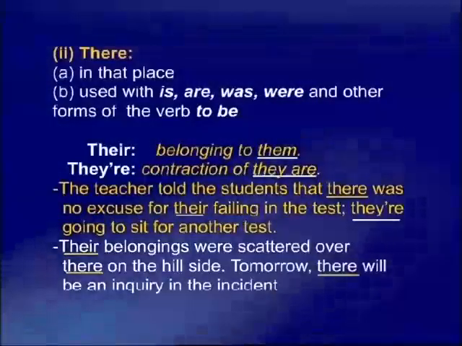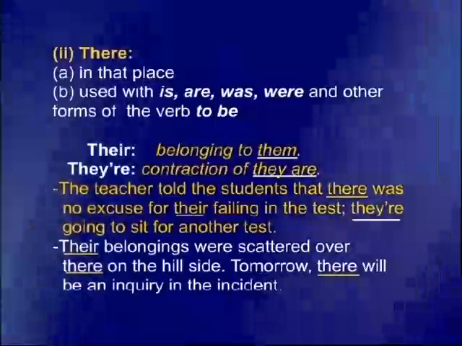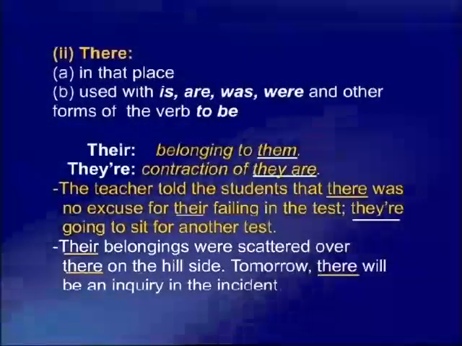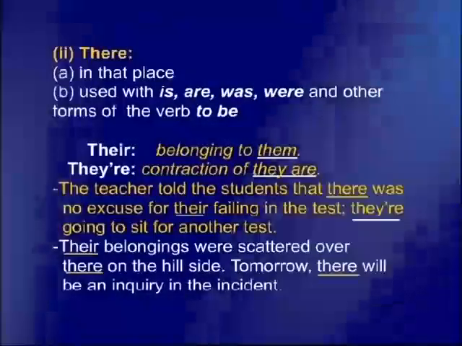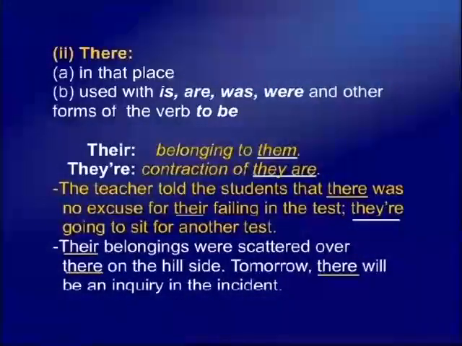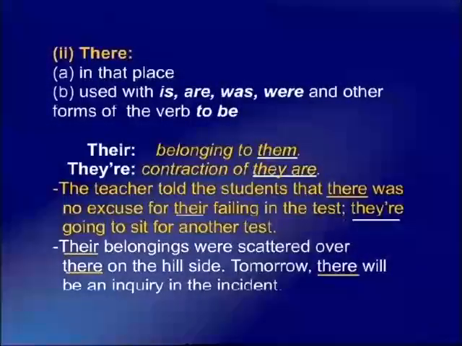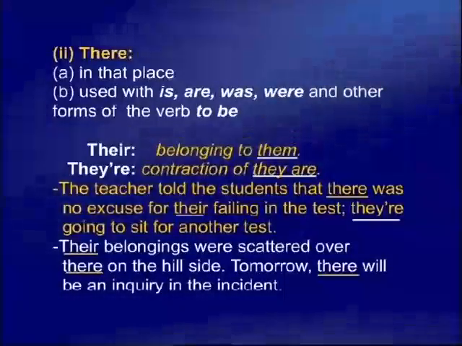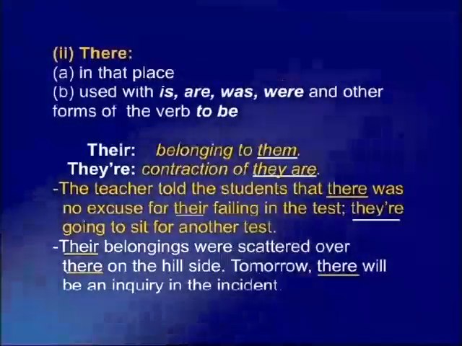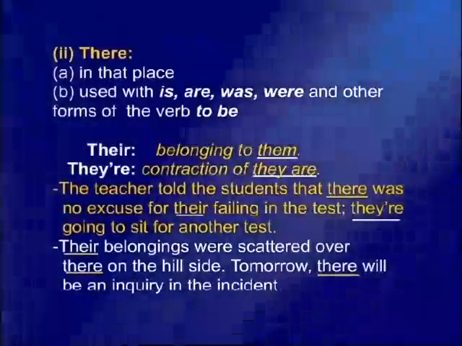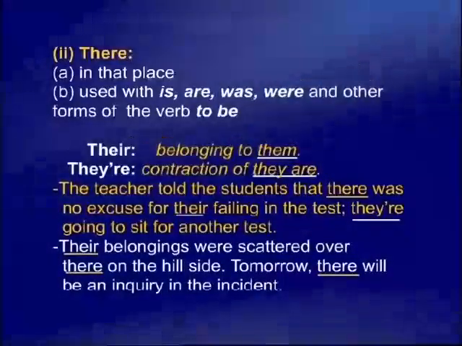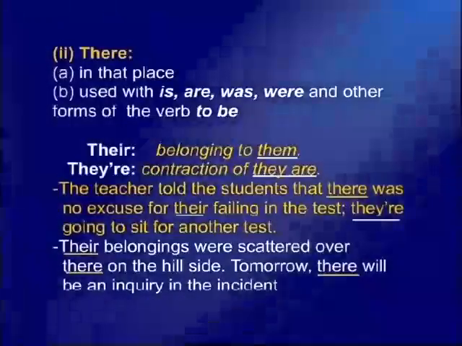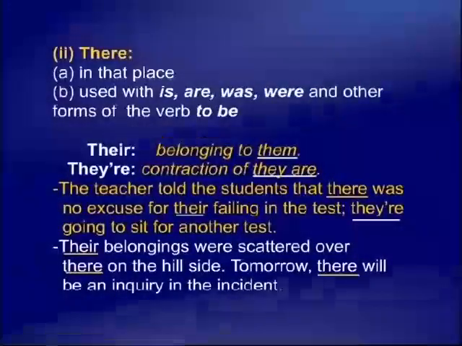The other word is their, T-H-E-I-R, which means belonging to them. And there is a third one. Over here, there are three forms of this word. There, T-H-E-R-E, their, spelled T-H-E-I-R, and the third one, they're, T-H-E-Y apostrophe R-E, which is a contraction of two words, they are.